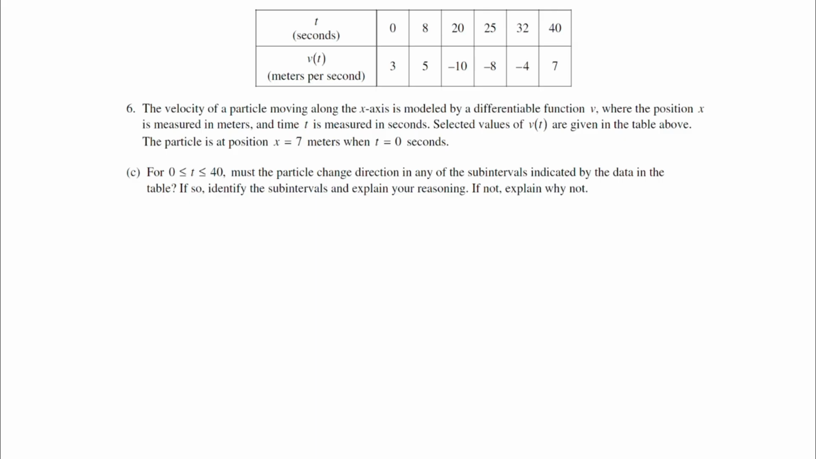If we look here at part C, it asks us, does the particle change directions in any of the subintervals indicated by the data in the table? And if so, identify them and explain your reasoning. Well, it'll change directions when the velocity goes from positive to negative or from negative to positive. And if the function is continuous. And since it's a differentiable function, it's continuous.